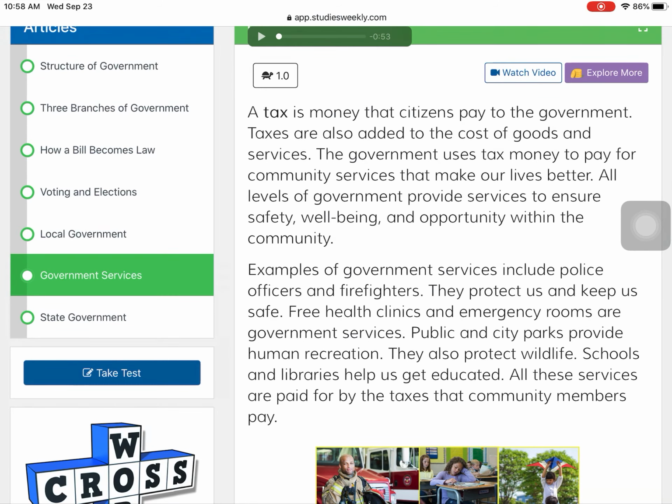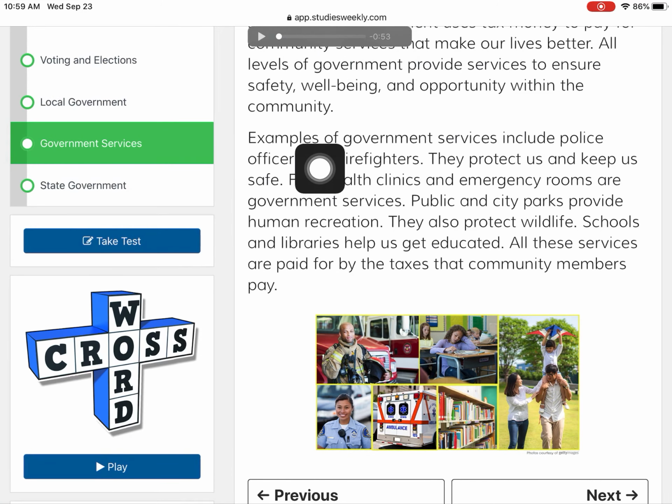All right? Where does that money go? So you're giving more money to taxes. Every time you buy a toy at the store, that money is going somewhere else. Where is it going? Let's see. Examples of government services include police officers and firefighters. They protect us and keep us safe.